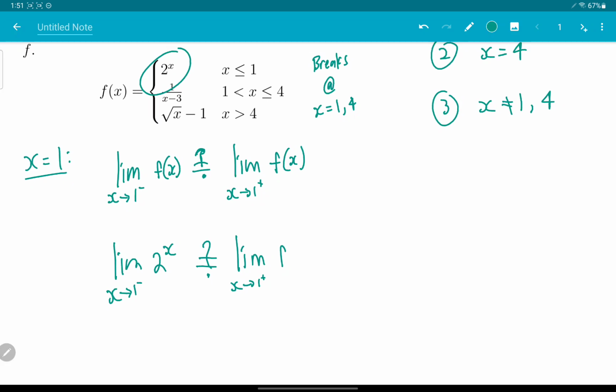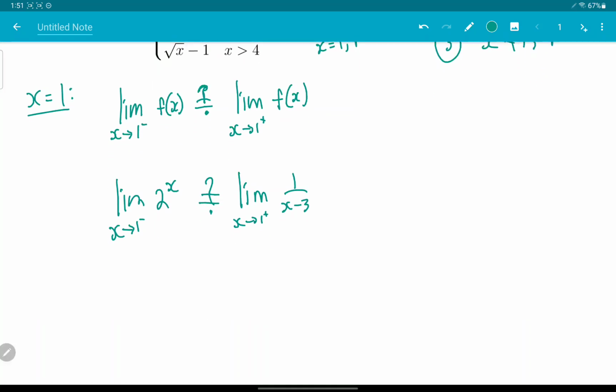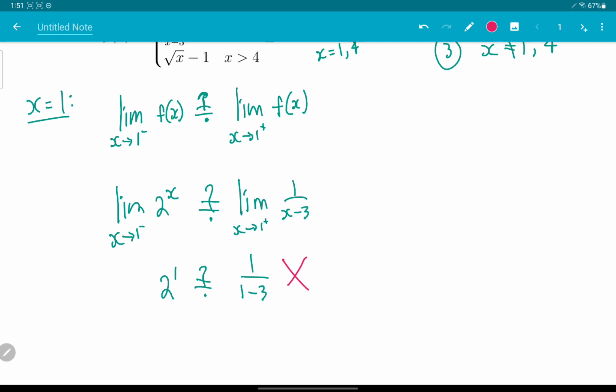For 1 plus, I am in my middle region. I use this definition, 1 over x minus 3. So I get 2 to the 1 on the left, and on the right-hand side, I get 1 over 1 minus 3. And these are obviously not the same. So my conclusion is that the limit doesn't even exist at x equals 1. Therefore, discontinuous.